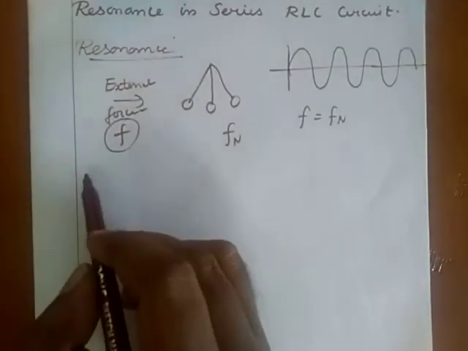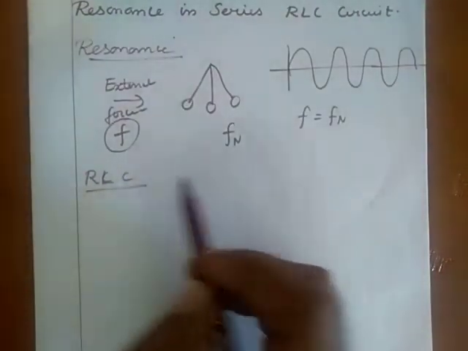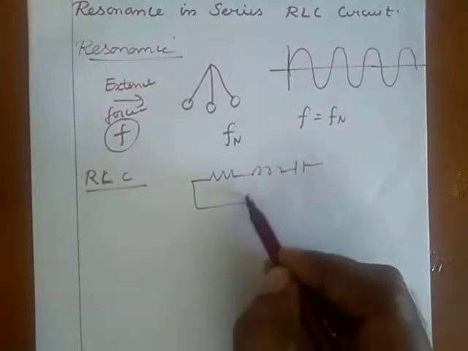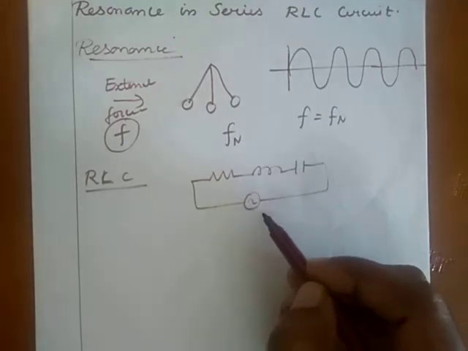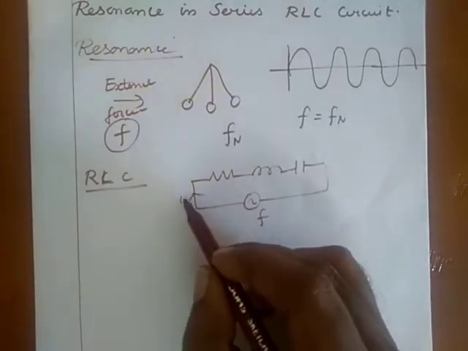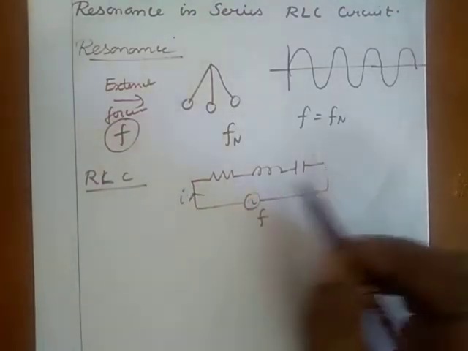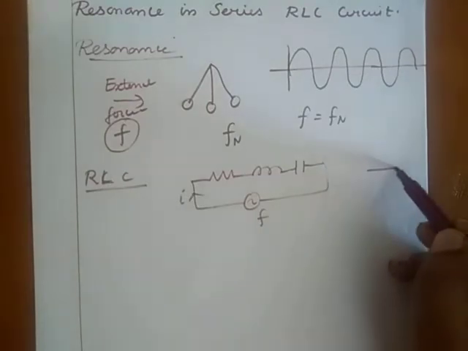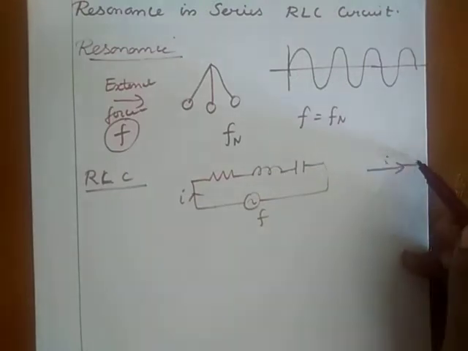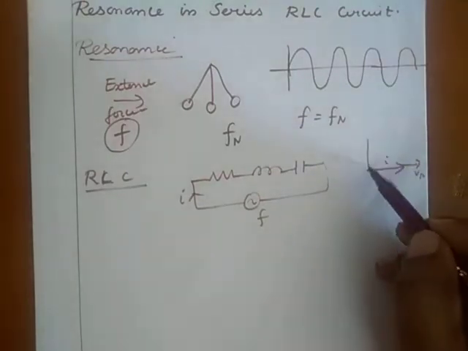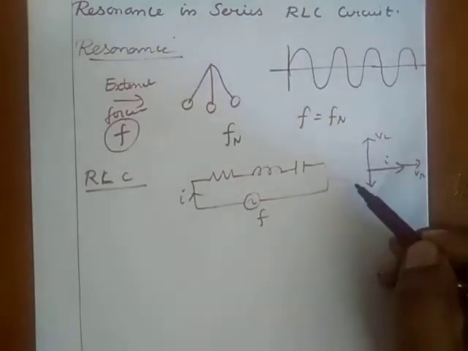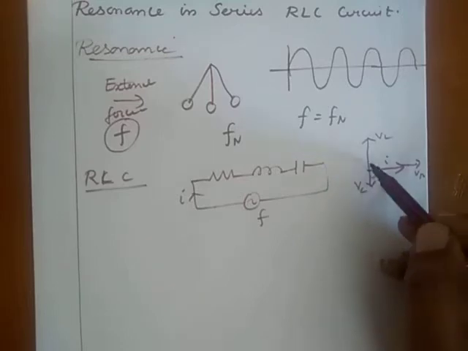We have an RLC series circuit, having a resistor, an inductor and a capacitor connected to an AC source having the frequency F. After applying this voltage, the current will flow. For the resistor, the current and voltage are in phase. For the inductor, the voltage leads the current by phase angle pi by 2. And for the capacitor, the voltage lags the current by pi by 2.